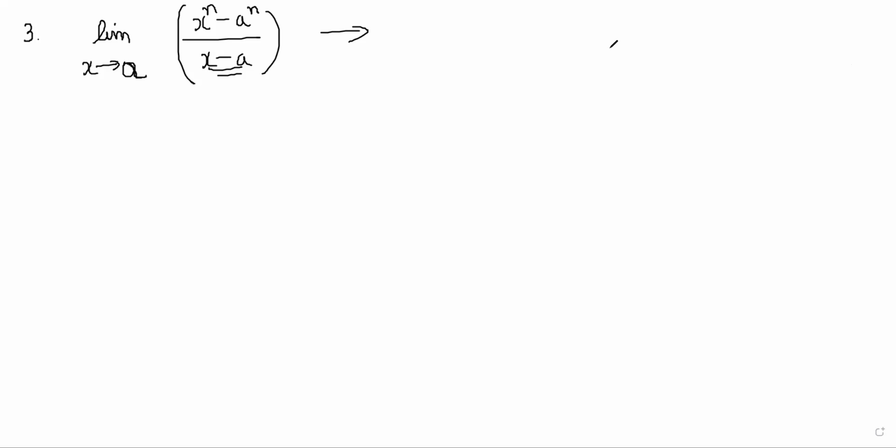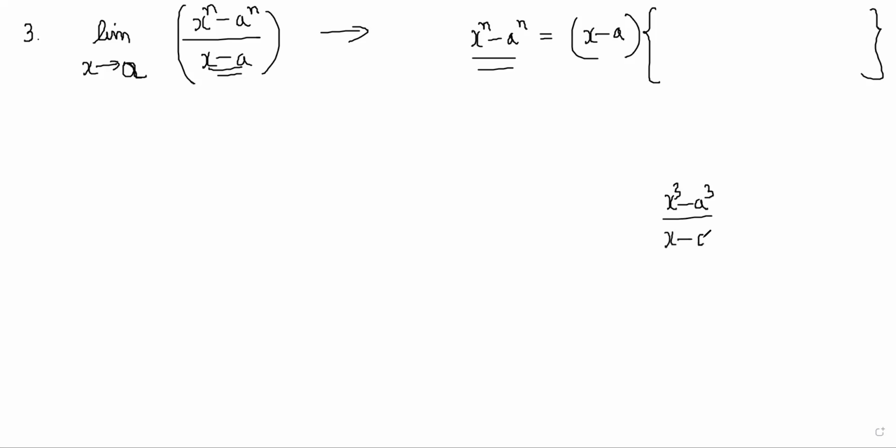So what happens when you divide this? You will be able to say that x minus a is multiplied by something. This factor you should know. I mean, you can check it out by doing x cube minus a cube by x minus a. What you will get is x square plus ax plus a square, right?